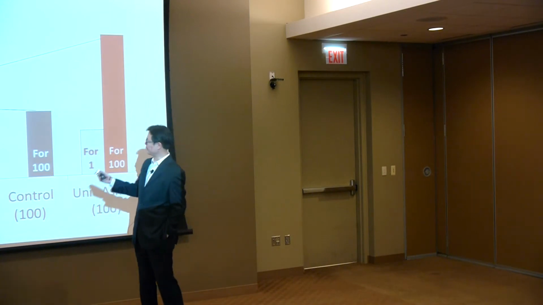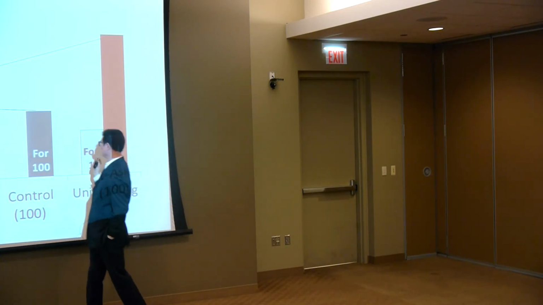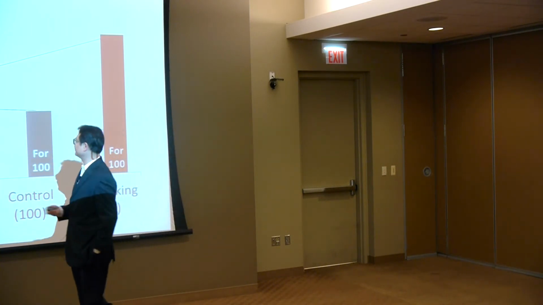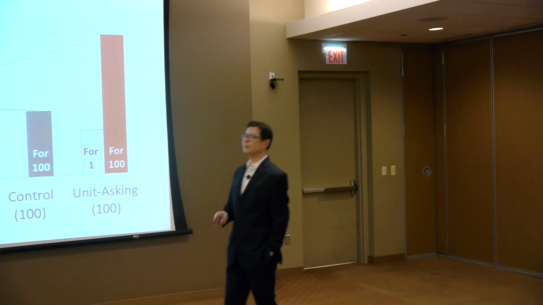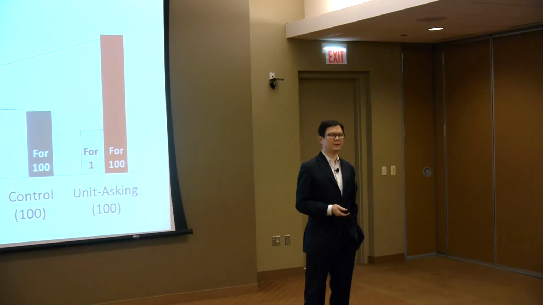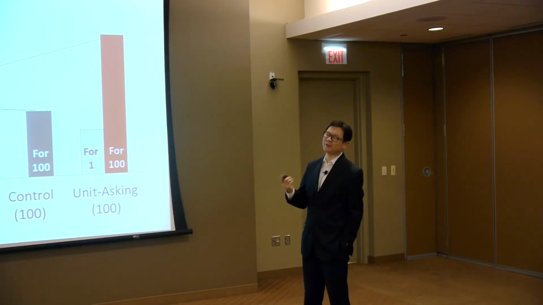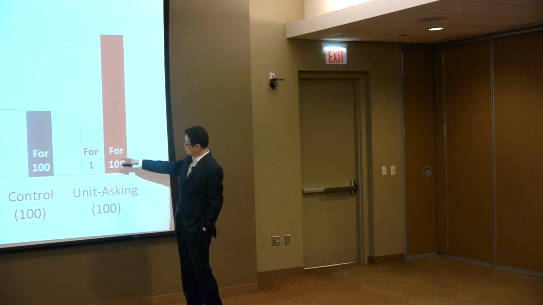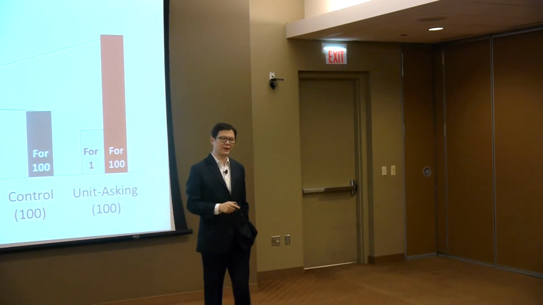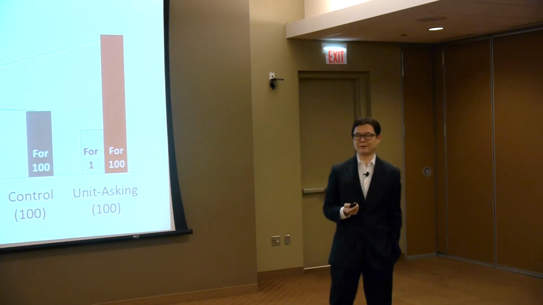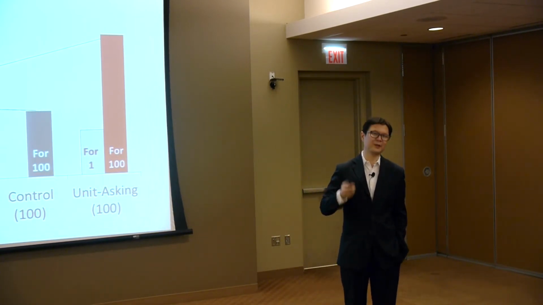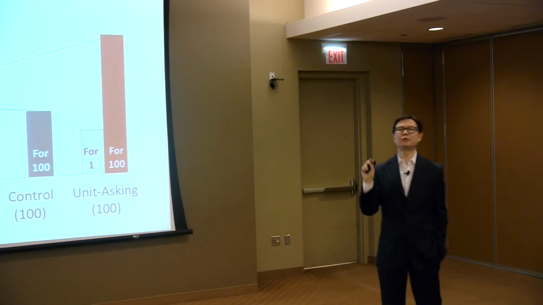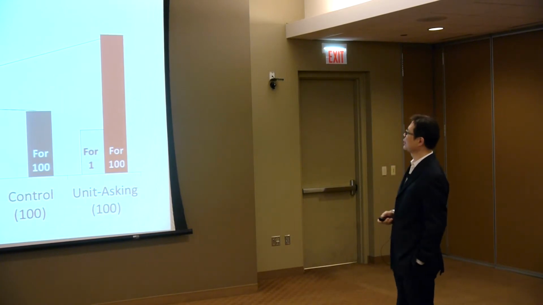actually quite straightforward. In the unit asking condition, when I ask you how much to donate to help one child, they say, okay, $10. Then I ask you how much to donate to help 10 children. Then I multiply some. Well, of course, not 10 times, but I multiply some. But once I said I'm willing to donate $10 to help one child, then how about helping 100 children? Then they multiply even more, because now they have a common unit to base their judgment on.